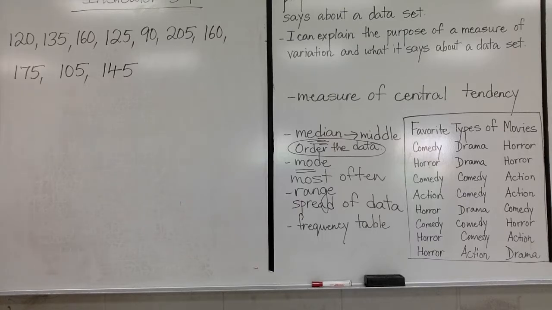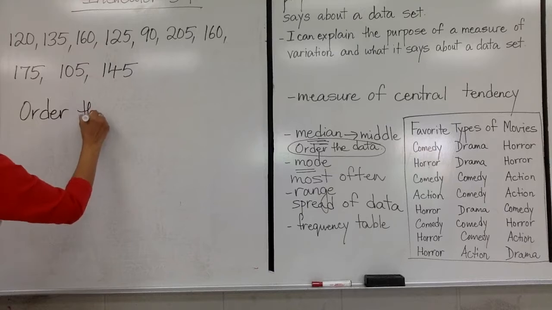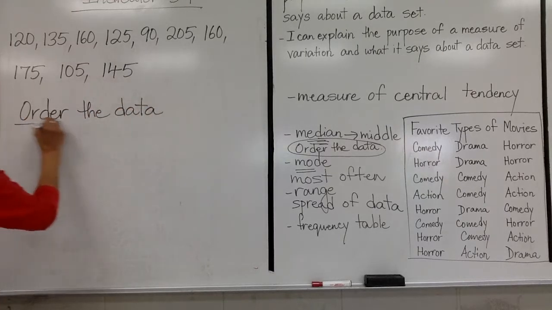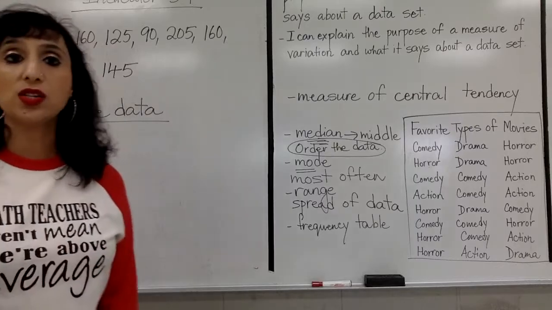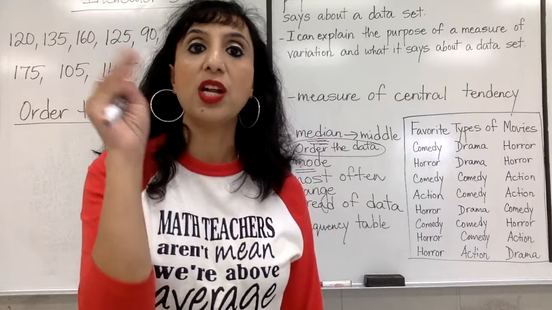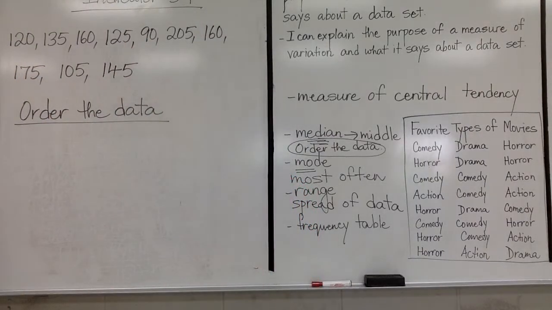And so the first thing you do is, as I said, order the data. That is the first step. Order the data from least to the largest. You also say ascending order, ascending, going up. So smallest to the largest is ascending order. Okay, so let's order this.